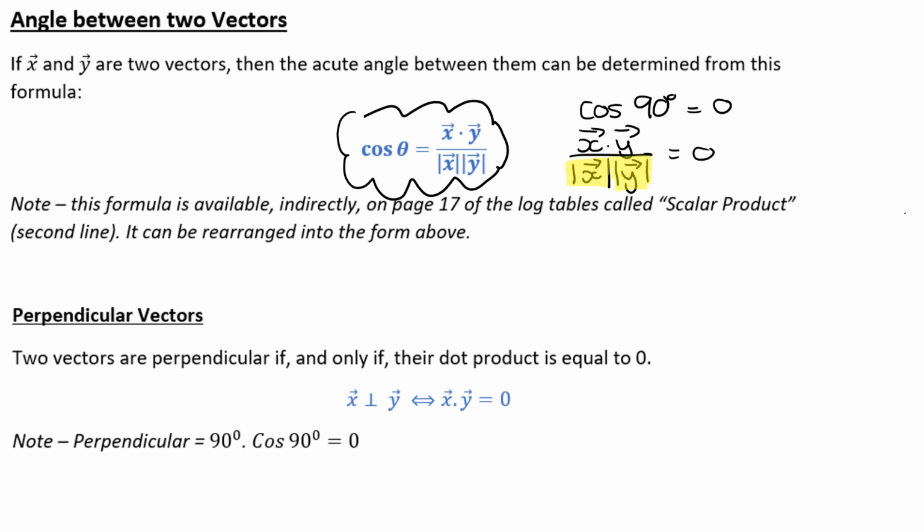a number. If they do not have magnitude, if they do not have a size, they don't exist. So we can't really talk about them being perpendicular to a vector that doesn't exist. So they have to exist as a vector. So the bit that will equal 0 is this top line here. So that's where we're getting this idea of the dot product equaling 0.